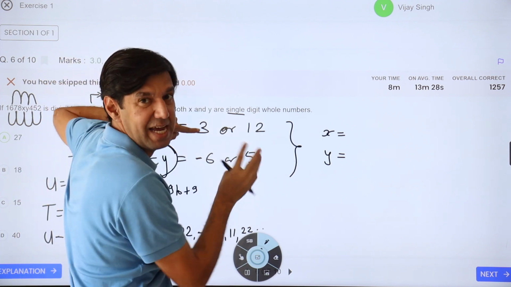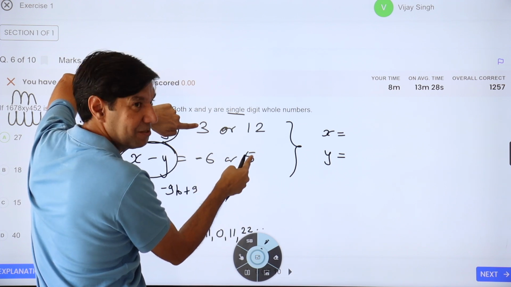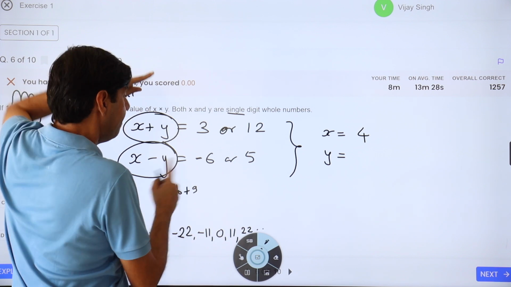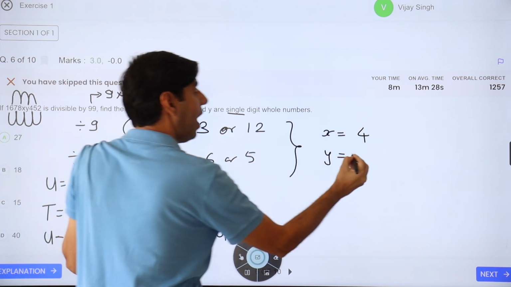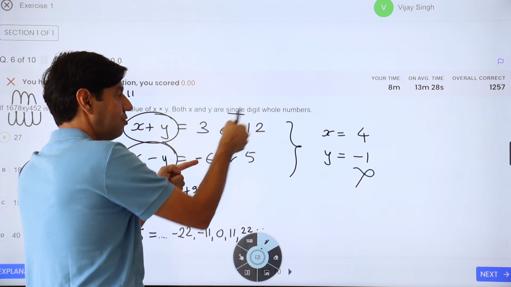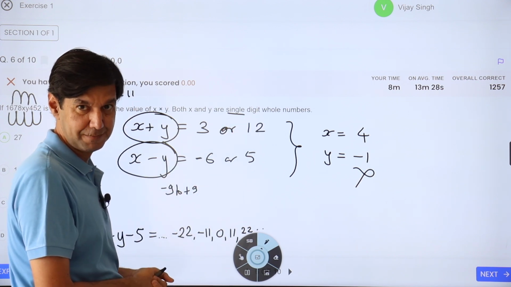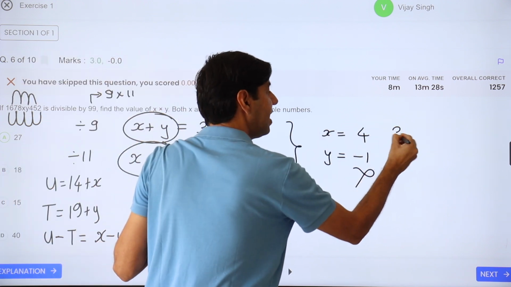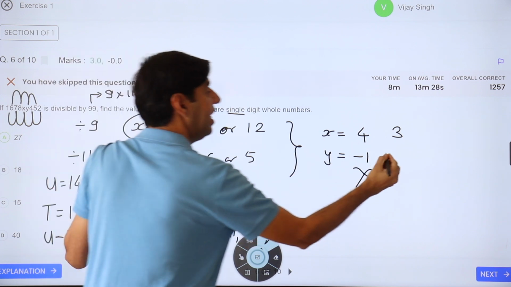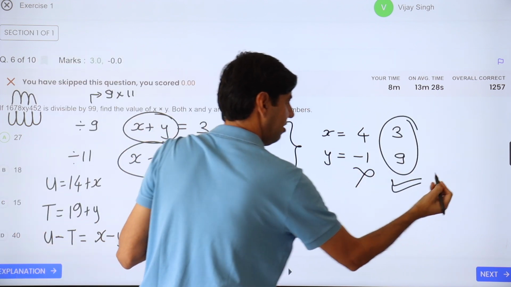So x can't be negative, ignore. If you add these, 3 plus 5, 8. 8 by 2, 4 is a possibility. But then if x is 4, y is -1. This can't be possible. Let's add these two. 12 and a -6 gives me a 6. By 2, 3. And if x is 3, y could be 9. Automatic. So this set of values look perfect.